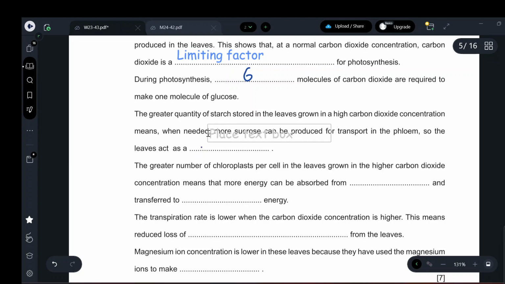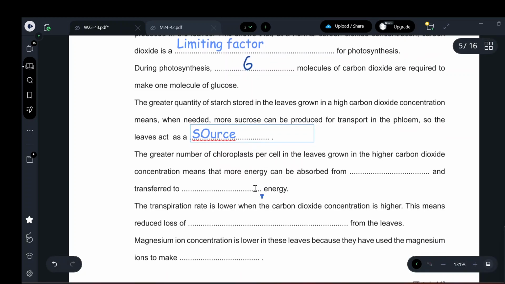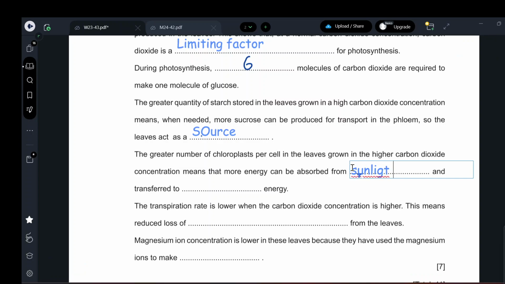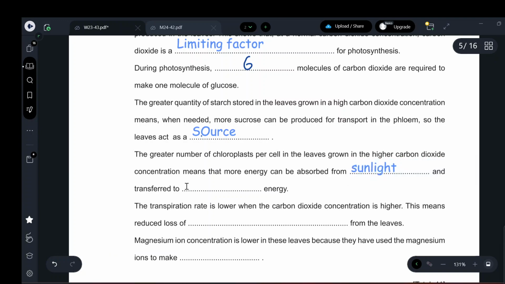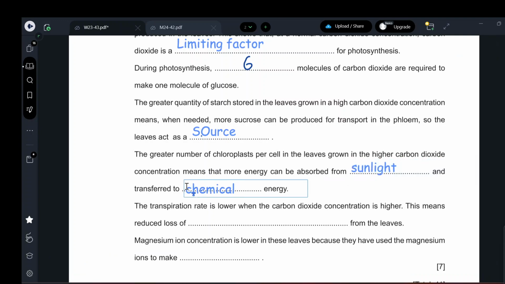The greater number of chloroplasts per cell in the leaves grown in the higher carbon dioxide concentration means that more energy can be absorbed by chloroplasts from sunlight, and light energy is transferred into chemical energy, which is the food, which is the starch. Any food is considered chemical energy.